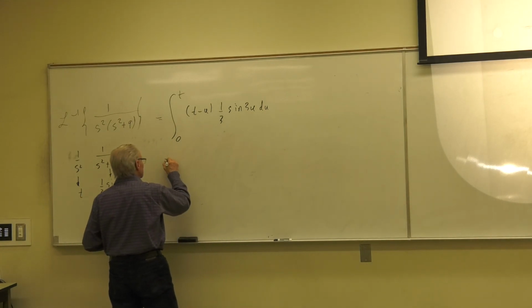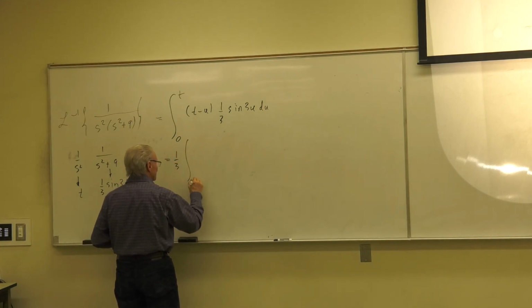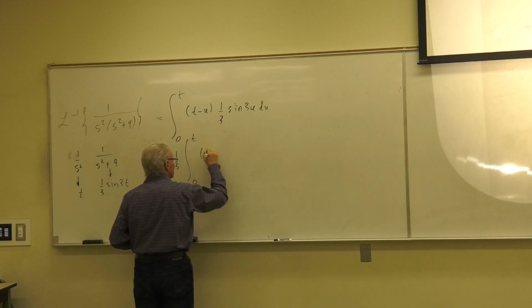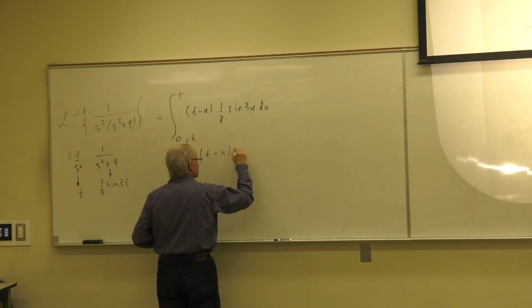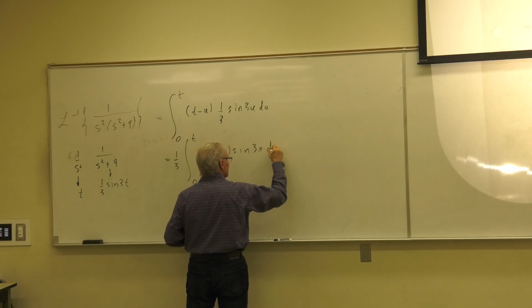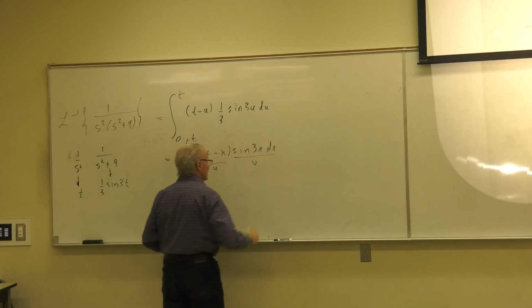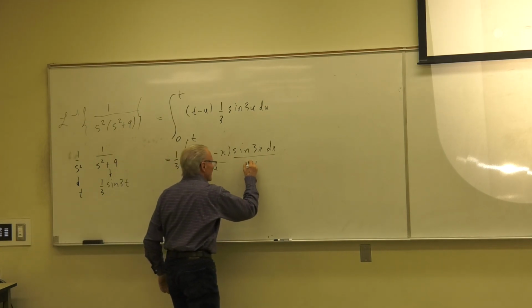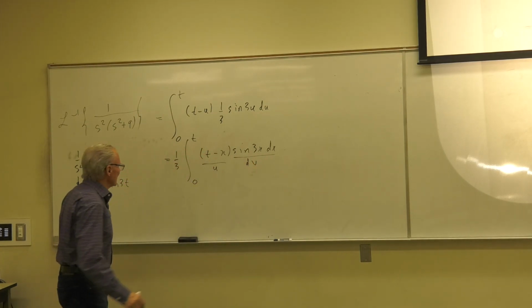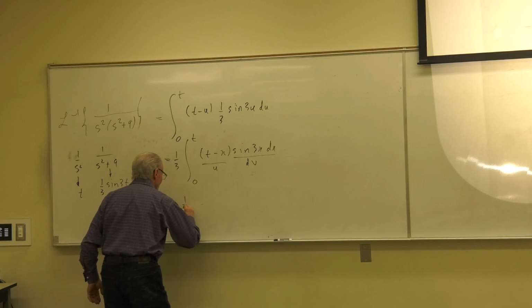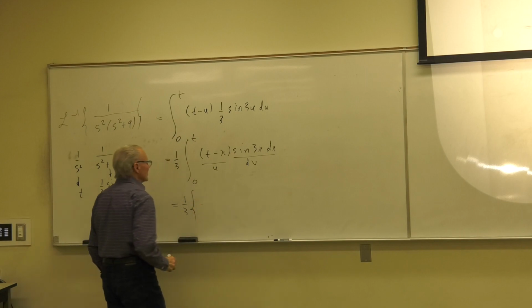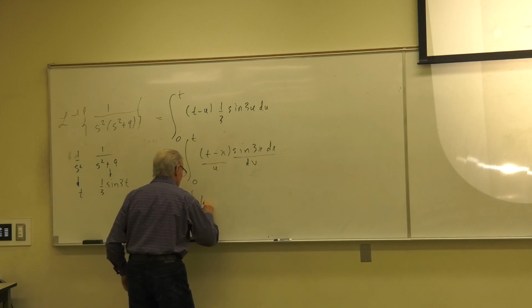Again, I would put in some x's because I'm going to have to use integration by parts. So put t minus x, the sine of 3x dx. So this will be my u guy, this will be my dv guy for integration by parts. So equal then 1/3, u, which is this, t minus x.